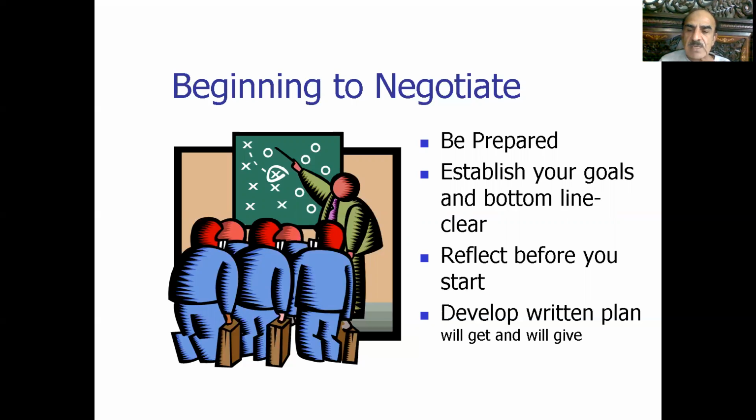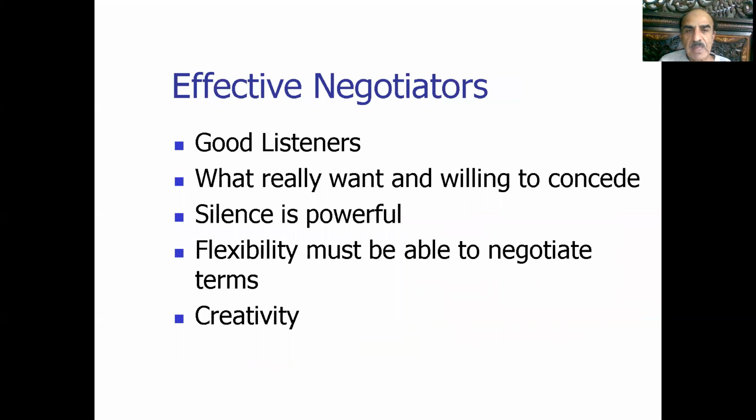Reflect before you start. Sit with your team and your seniors, and reflect on the issues and the possible scenarios which can solve the problem, and develop a written plan of what you will get and what you will give. What will you get and what will you give? So the position should be very clear in terms of what you are willing to surrender and what you try to get out of the negotiation.